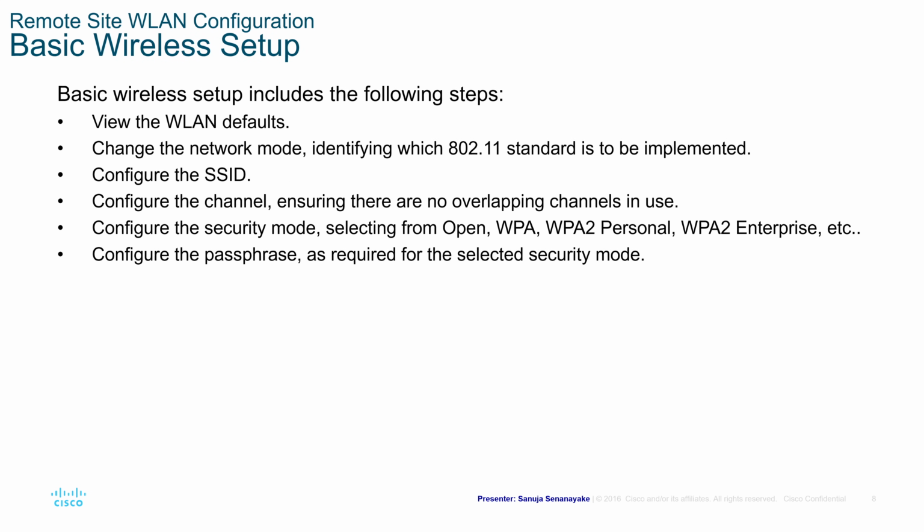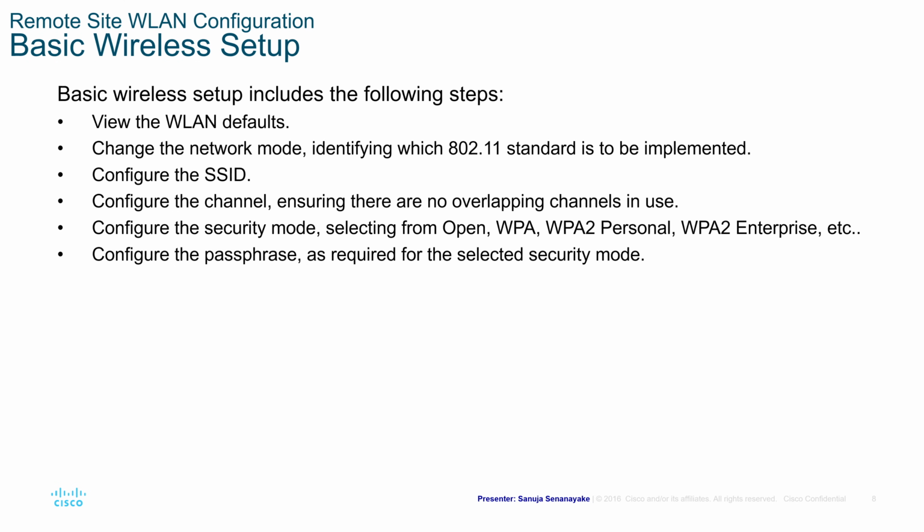Basic wireless setup. If you have a wireless router, after you go through the initial settings I mentioned on the previous slide, you can go through these steps to set up your wireless. They include viewing the wireless LAN defaults, such as the SSID and the security settings; other defaults may be associated with your specific model and version. Change the wireless mode, identifying which 802.11 standard is to be implemented. It's based on your network environment and your requirements, so you can change those settings.